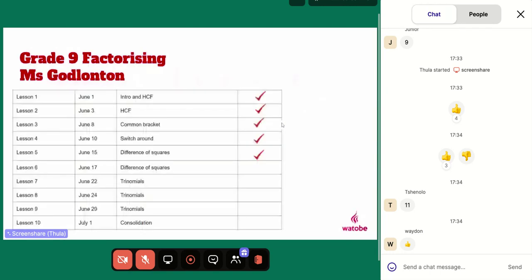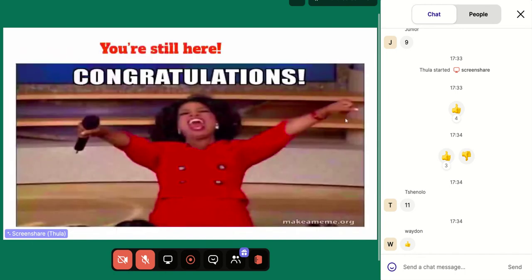Awesome. So, as you guys know, we've added an extra lesson. These lessons will now go to lesson number 10, on the 1st of July. Right now we are on June 15th, the difference of squares. Then we'll be having our lesson 6 on Thursday, June 17th. So please make sure you join for that. Those joining for the first time, we have our lessons on Tuesdays and Thursdays, so please be sure to join on Thursdays once again.